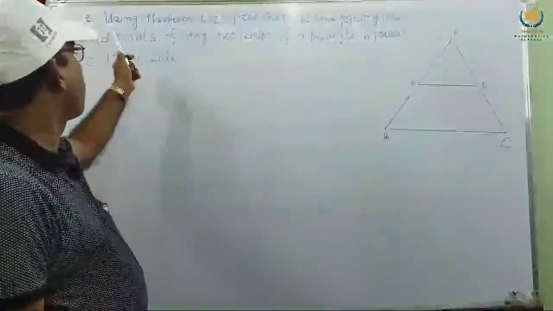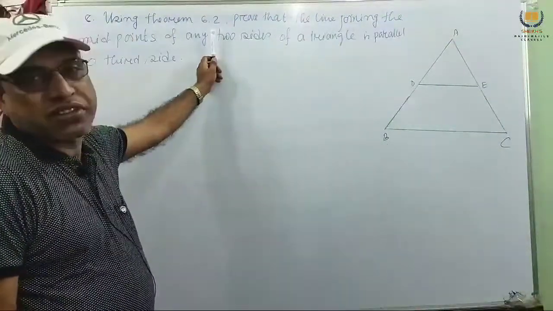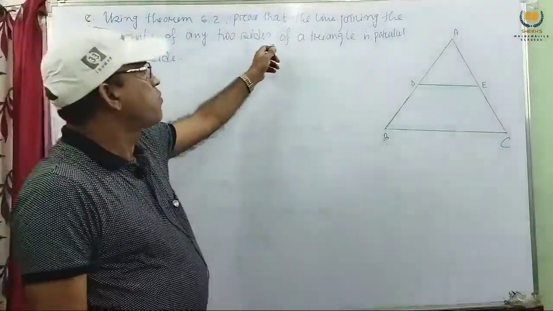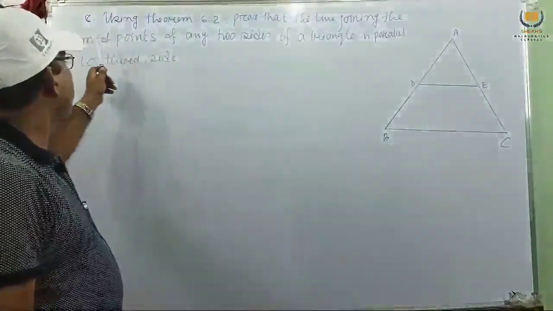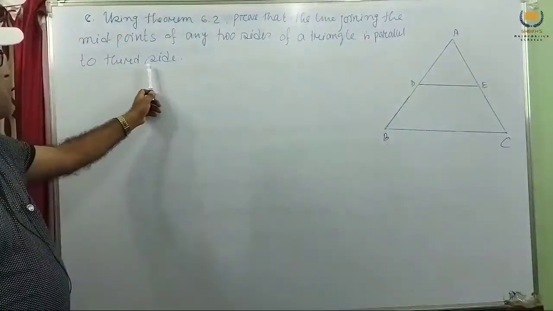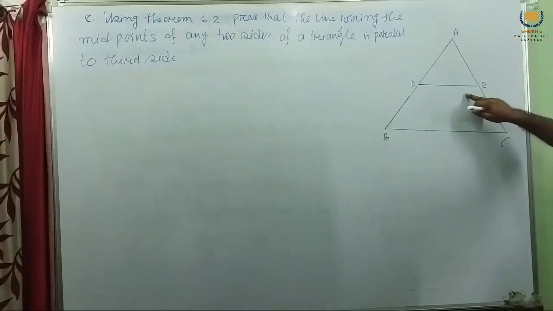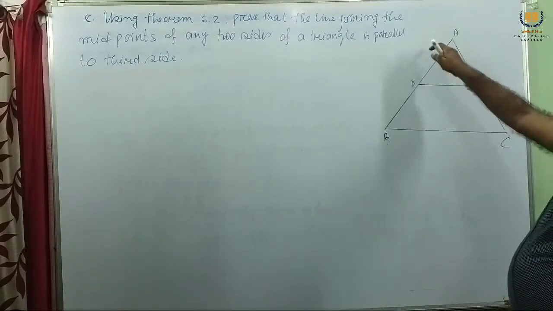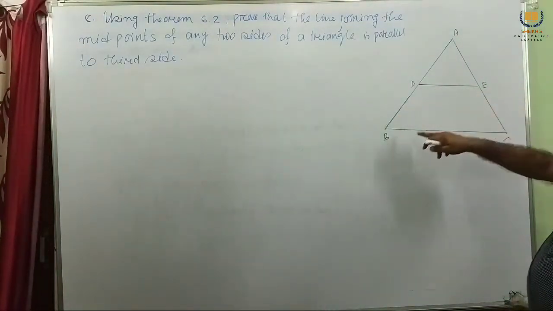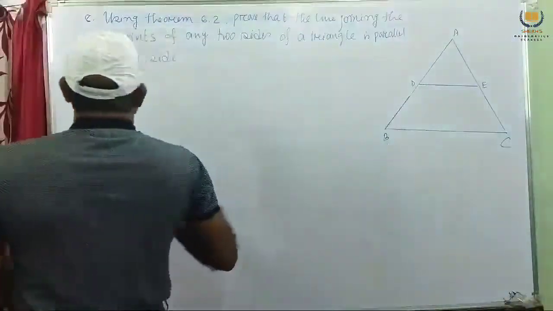So I consider problem number 8. This is very easy. Using theorem 6.2, this one is given in the textbook in the example. Prove that the line joining the midpoints of any two sides of a triangle is parallel to the third side. So we consider ABC is a triangle, D is the midpoint of AB, E is the midpoint of AC. Then we have to prove DE parallel BC. Very easy, very nice theorem problem. Now solution.